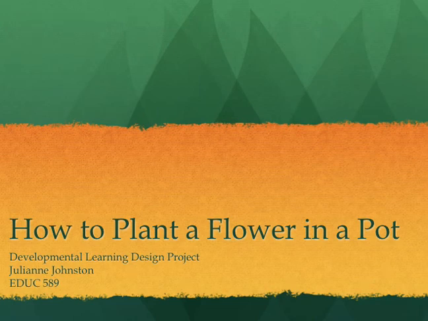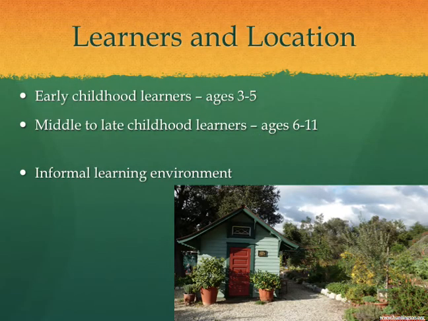Today I'll be introducing my developmental learning design project in which participants will learn how to plant a flower in a pot. The developmental age groups for this learning design are early childhood learners ages 3 to 5 and middle to late childhood learners ages 6 to 11. For purposes of this specific design, I chose to particularly focus on ages 6 to 8.